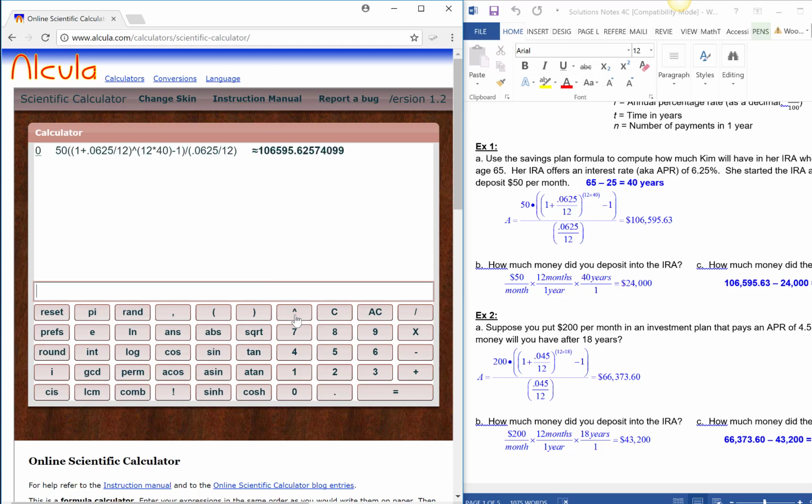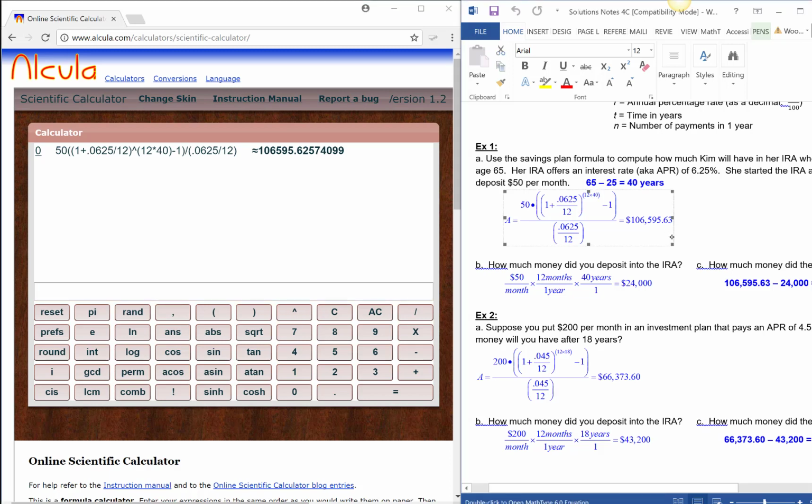And then you can see here that the calculator is telling me that's $106,595, and I'm rounding to the nearest cent. That's always two numbers past your decimal, so I'm trying to figure out what to do with this 2. The 5 behind it tells me to round it up, and so that's how you can see on the notes that I have 63 cents.